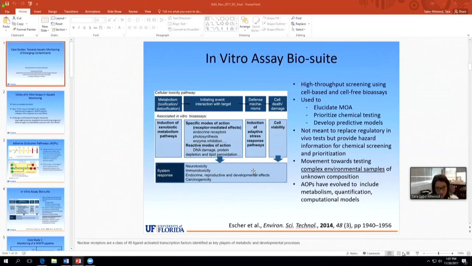Over the last 5 years, these AOPs have evolved as new information is learned. Some of this was alluded to today, such as inclusion of metabolism and the value of quantitative chemical measures in support of predictive computational models. There's also been a movement towards utilizing in vitro assays to test complex environmental samples. I'm going to first present a case for using such assays to test wastewater effluent samples.